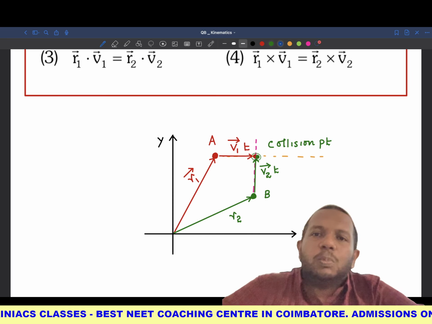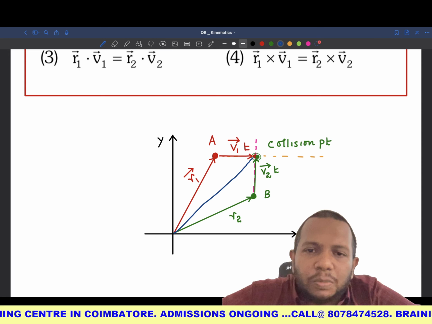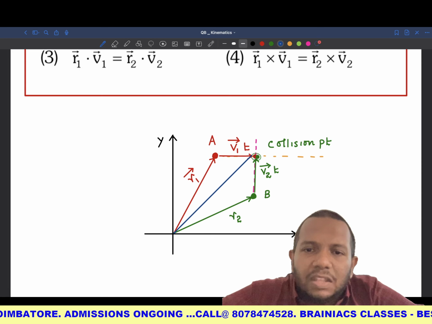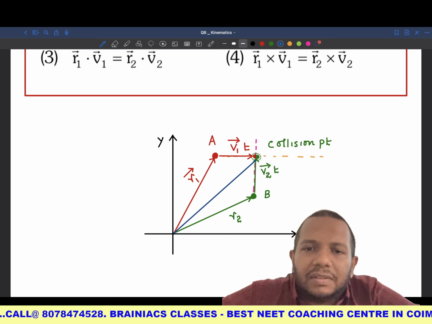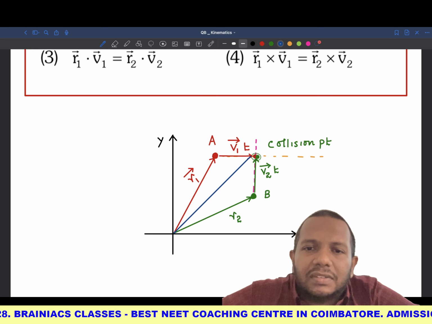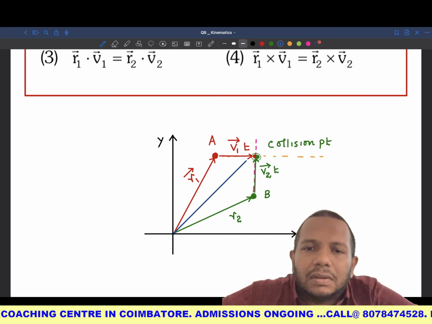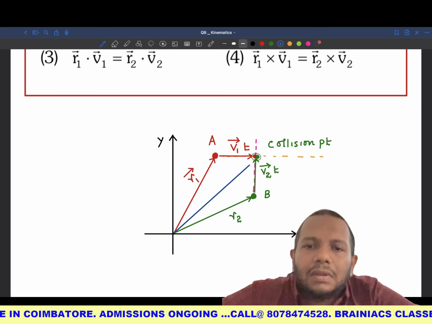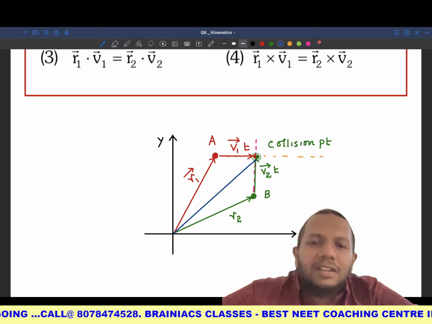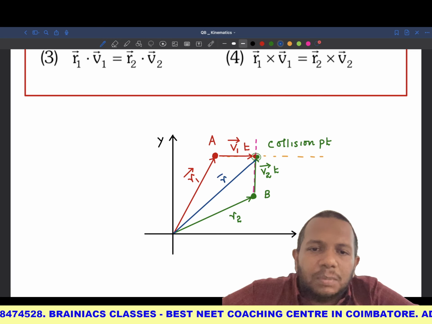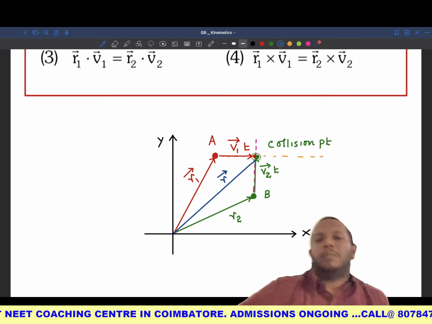So what is the new position vector during the collision? We know that during collision both particles should be at the same position, then only the collision will happen effectively. Correct? So I hope that is clear. Okay, let me try to draw that. Okay, so both particles are at the same point, and its position vector I am representing with r. I hope this much is clear for you from this fundamental.